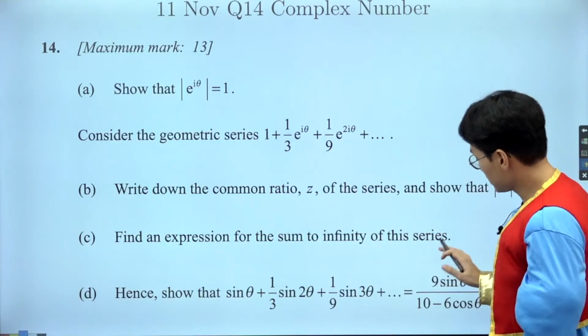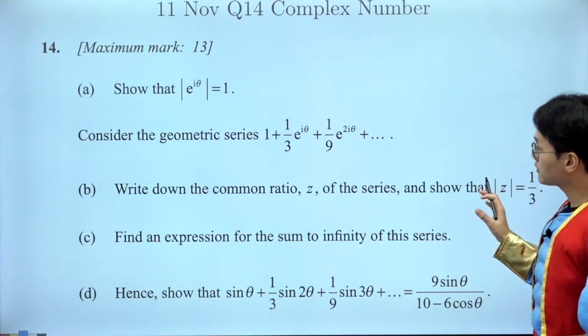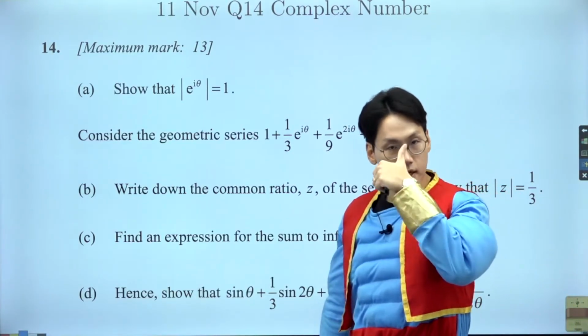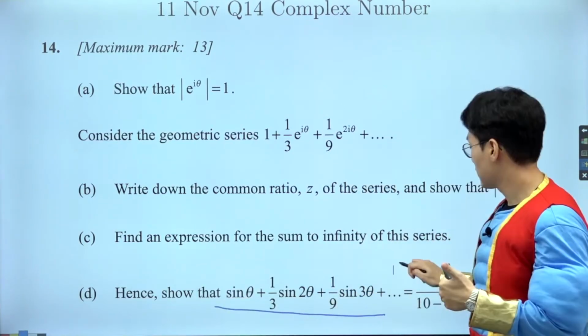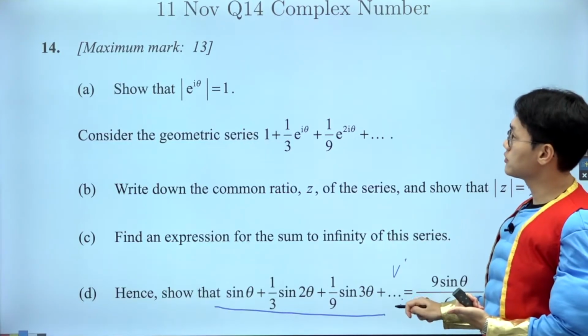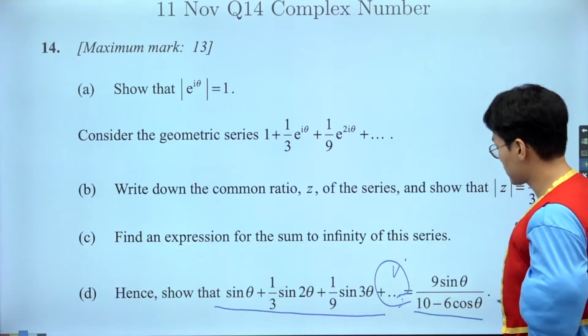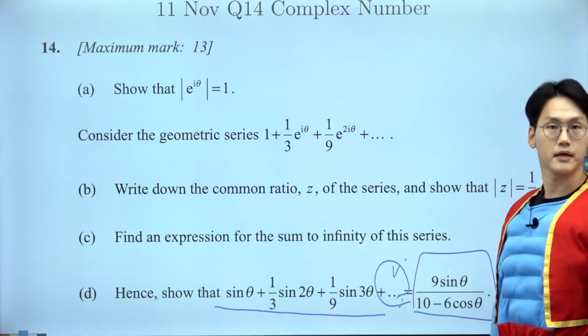All right, so as you can see, what I wanted to comment on further is this. We learned a technique to deal with the sum of the sines, right? But for this one, especially in the 2011 November paper, it's an infinite series, and we just show that it converges to 9 sine theta over 10 minus 6 cosine theta.